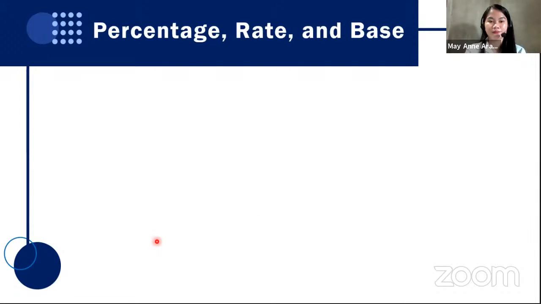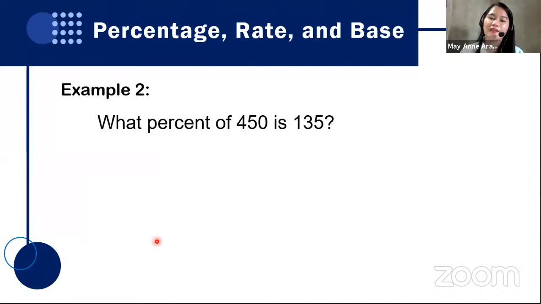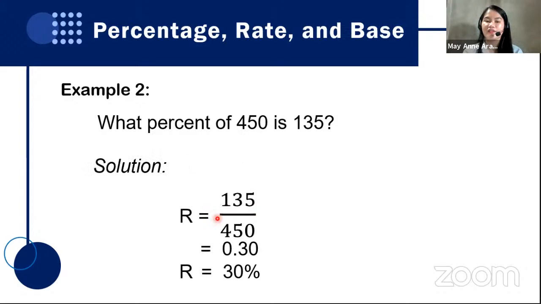Another example. Now, what percent of 450 is 135? Okay, now we are looking for the value of R or the rate. So may percentage dito, and 450 is the base after the word of, and 135 is the percent that's after the word is. So we will use the formula P over B. Rate is a percent divided by the base. 135 divided by 450 is 0.30. Convert to percent, you have 30%.